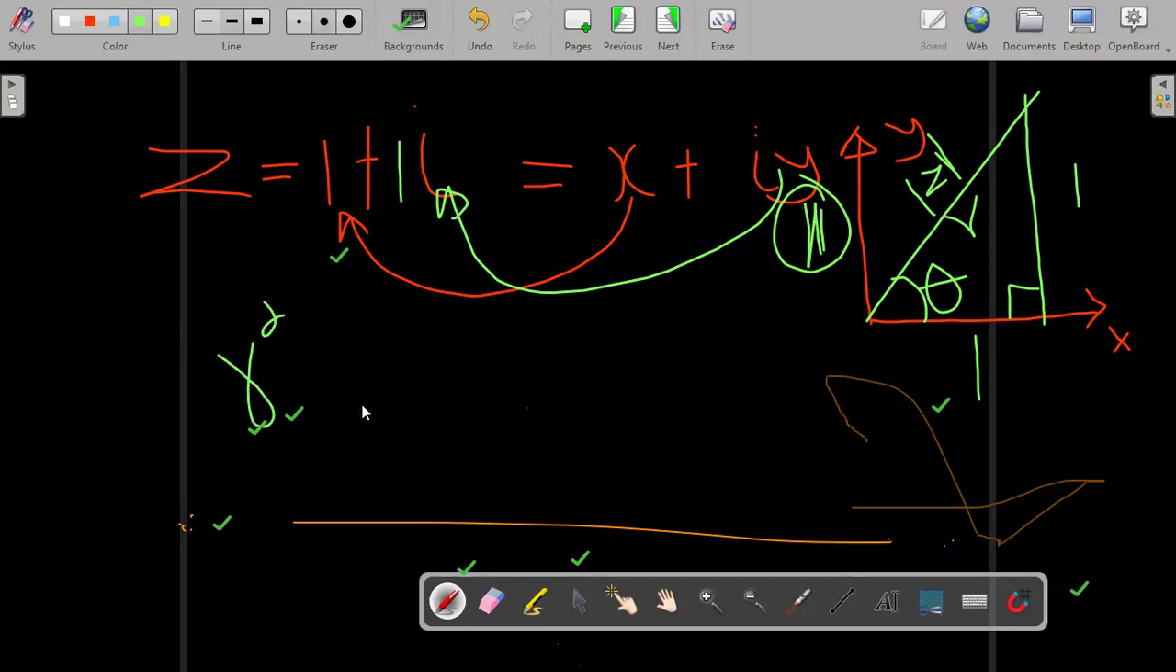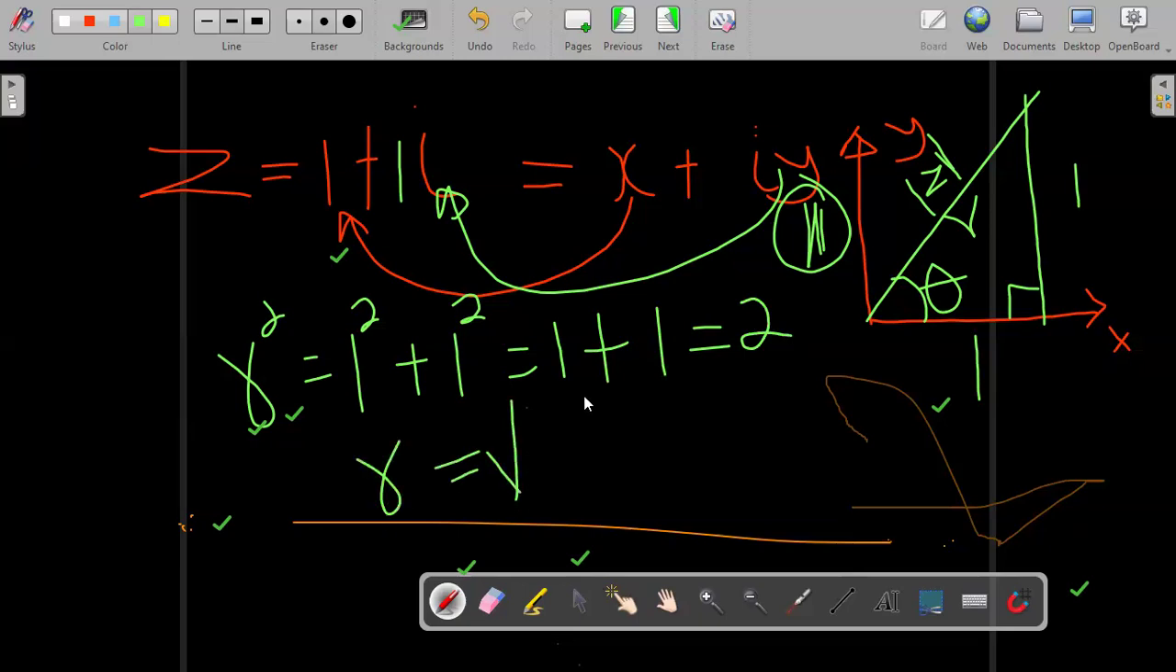So R squared gives us 1 squared plus 1 squared, which is 1 plus 1. That will give us 2. So my R now is the square root of 2.